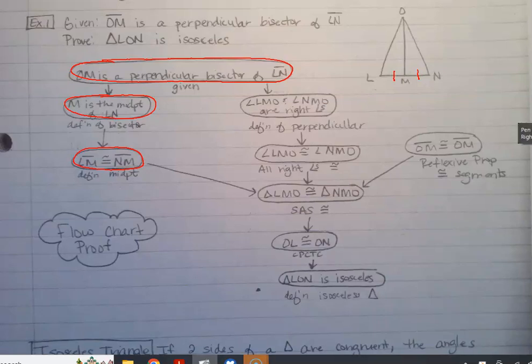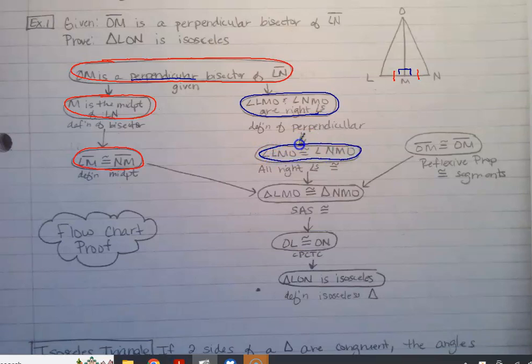Also from this given statement, since it's a perpendicular bisector, we know angle LMO and NMO are right angles. We know this is a right angle and this is a right angle because they're perpendicular. The reasoning is the definition of perpendicular. We're using that terminology. I'm going to get that out of there so it's less confusing. So now they're both right angles, so angle LMO is congruent to angle NMO because all right angles are congruent.